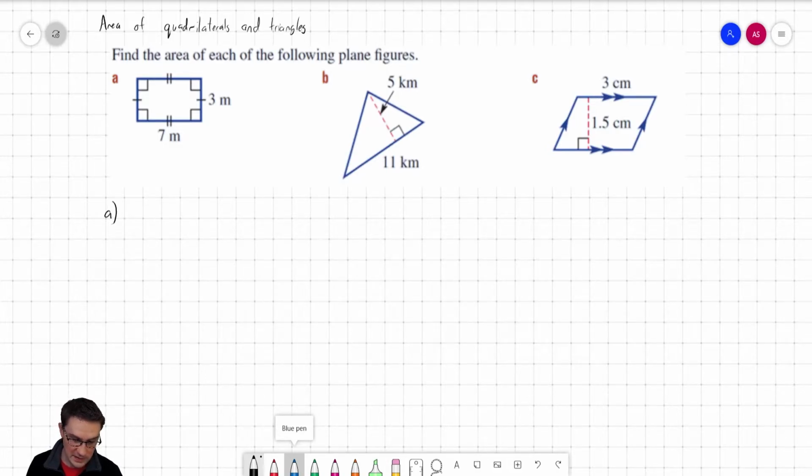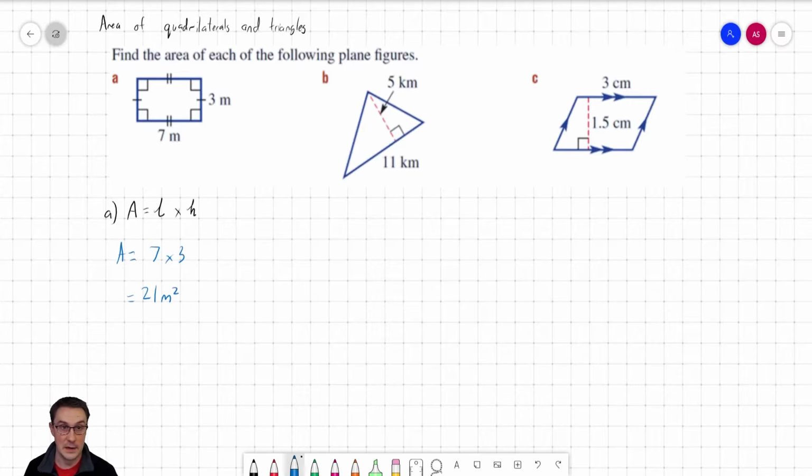When you have a rectangle, the area is equal to the length, being L, times the height, or sometimes referred to as length times breadth, or L times B. Now, we want to substitute the numbers into this formula. The area is going to be equal to 7 times 3. When we calculate this, we end up with 21, and it's going to be meters squared because we're dealing with an area here.